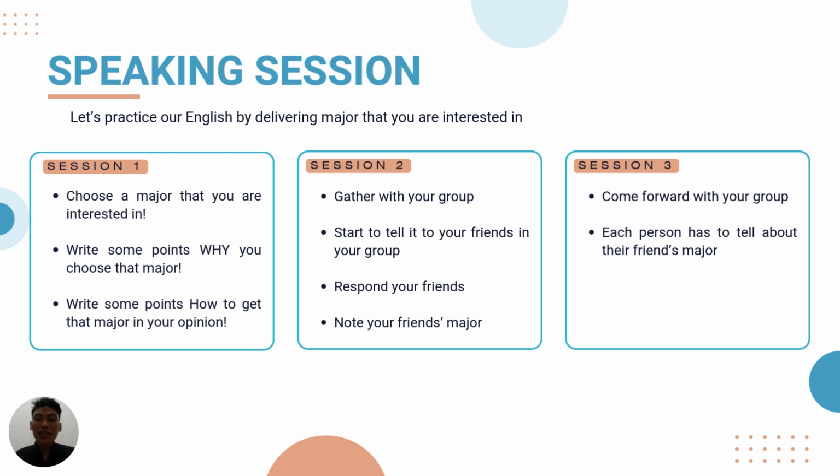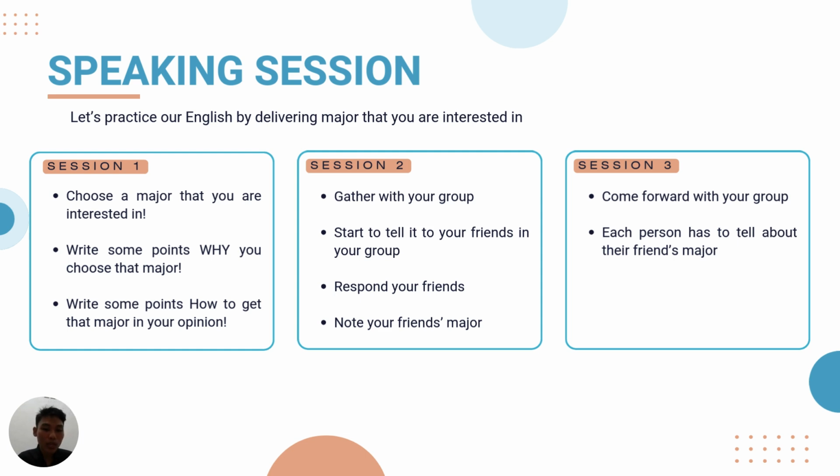And the next one, right, we come to the speaking session. In this speaking session, I divided it into three sessions. The first session is I want you to choose a major that you are interested in. Of course, this is a university major, okay? And I want you to explain why you choose this major. Why are you interested in this major? And I want you to write some points on how you can get that major in your opinion.